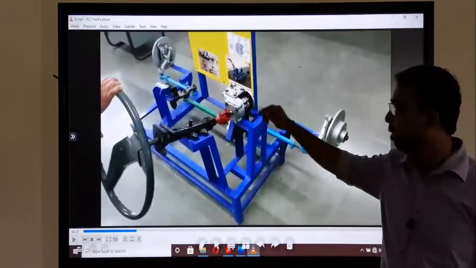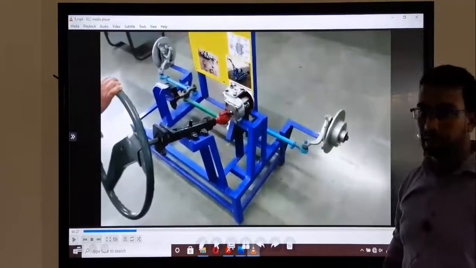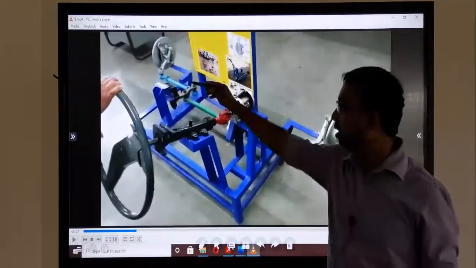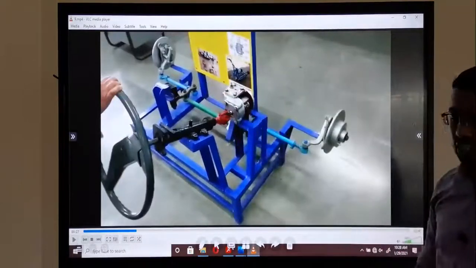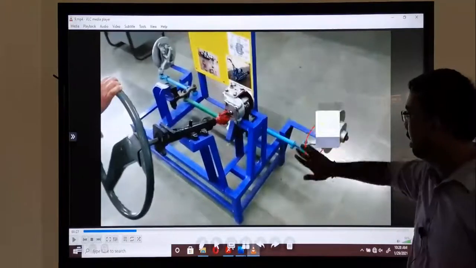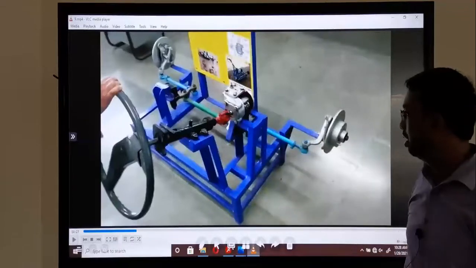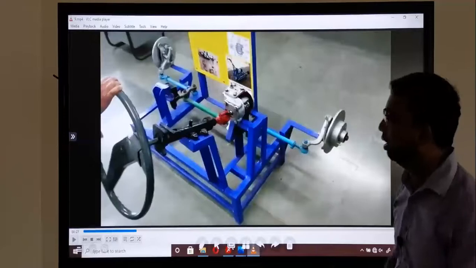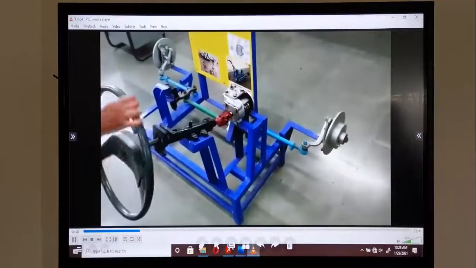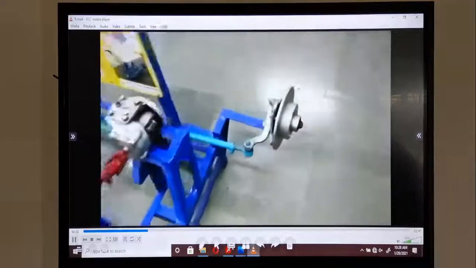This is the recirculating ball steering, and this blue color is the tie rod and here green is the track rod. Here you can see this is the knuckle arm, the wheel knuckle arm, that is connected with the ball joint. Okay, when rotated, how are the wheels turned.